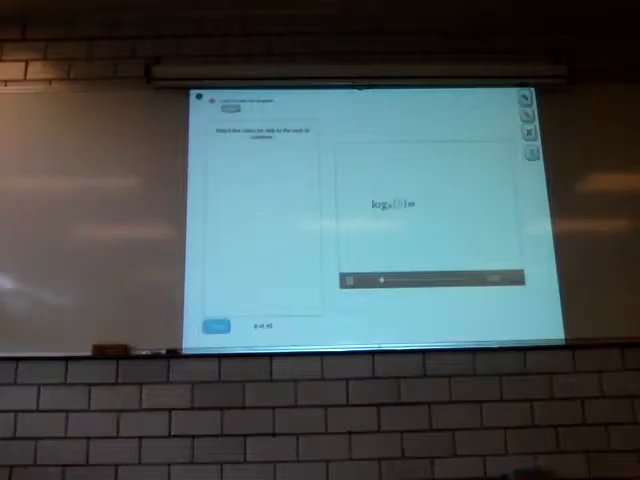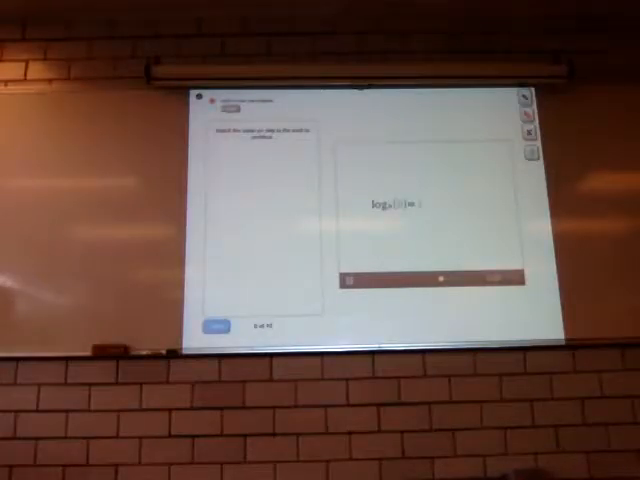Yes, the log of b base b equals 1, since b to the first power equals b. Now, what is the log of 1 base b?